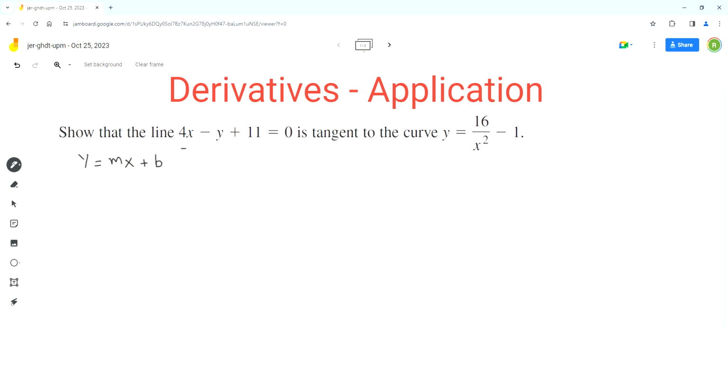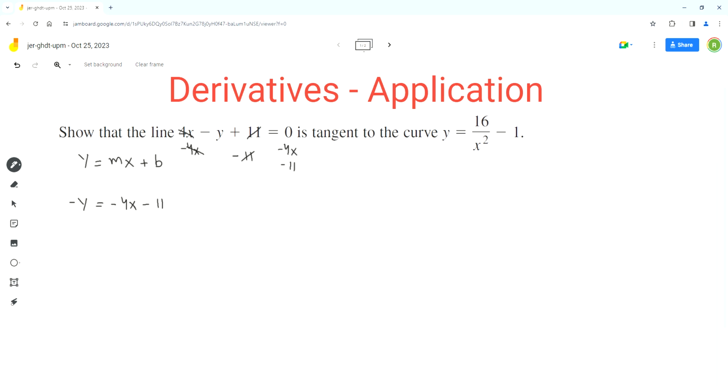So we will subtract 4x from both sides of the equation so that the 4x on the left side will cancel out, and we will also subtract 11 from both sides. So the 11 on the left side will cancel out. So we'll be left with negative y equals negative 4x minus 11.